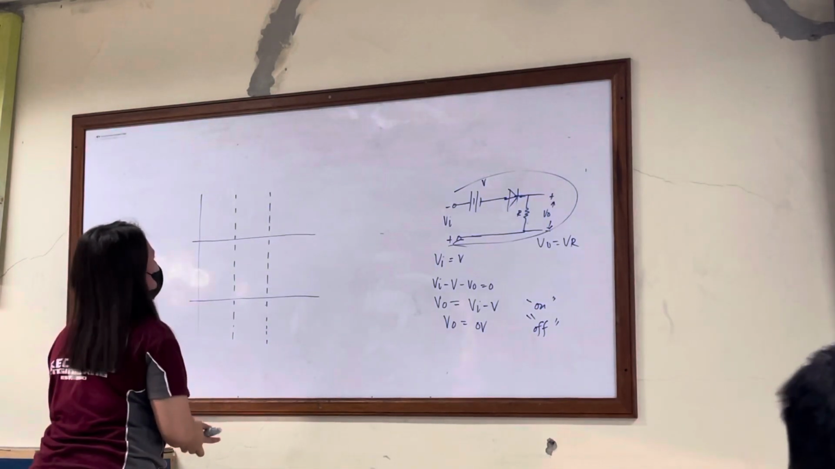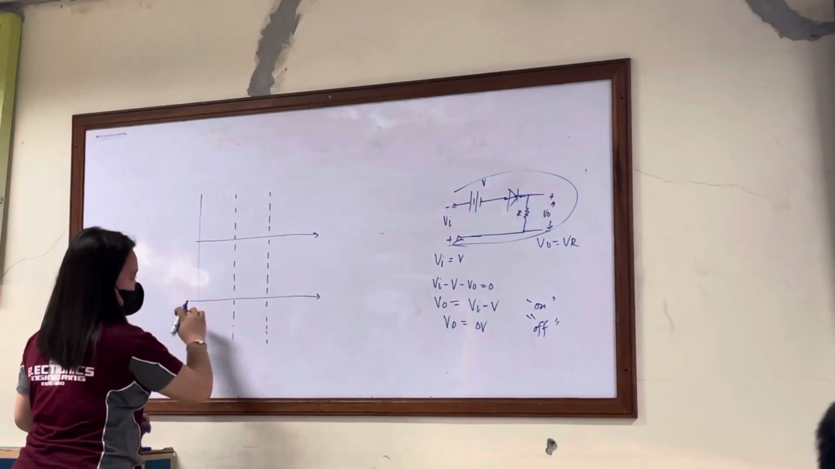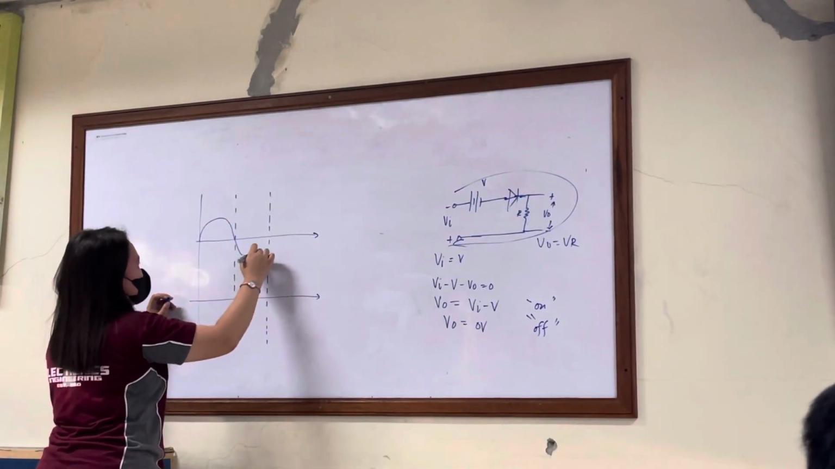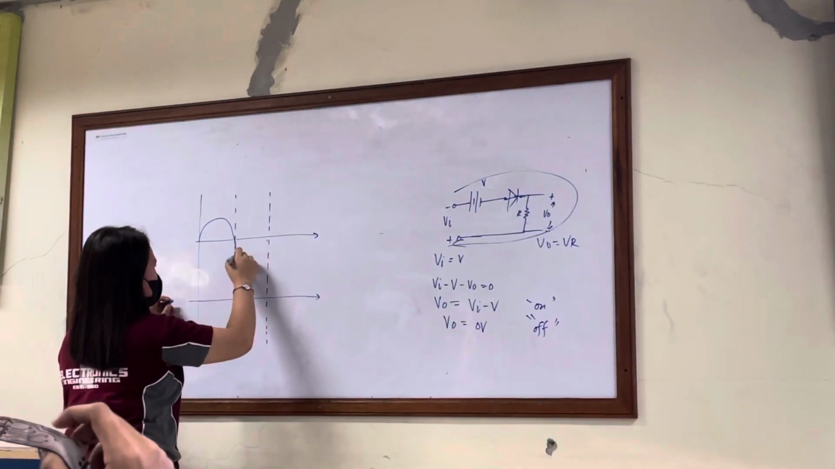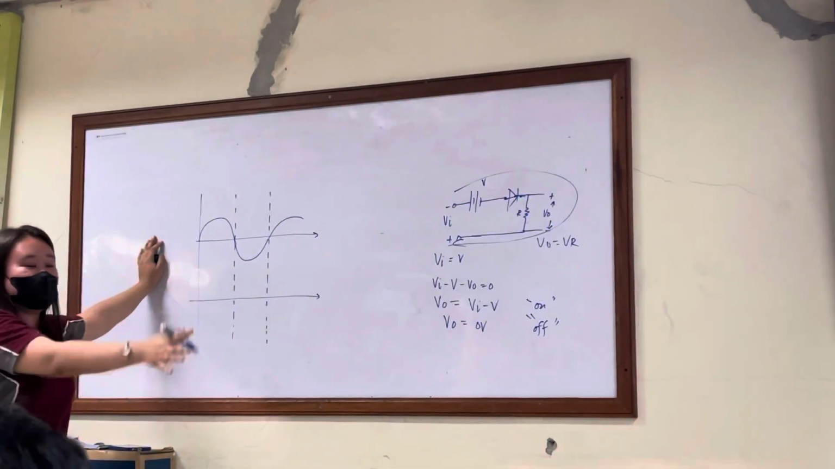For example, this is our input. Okay, zero. Okay, this is our sinusoidal. Okay, one. Continue, perfect.